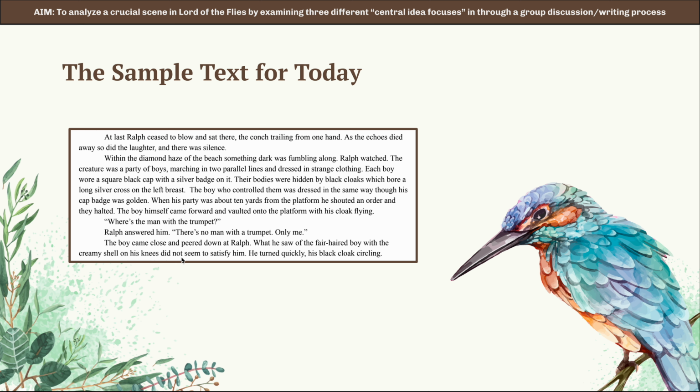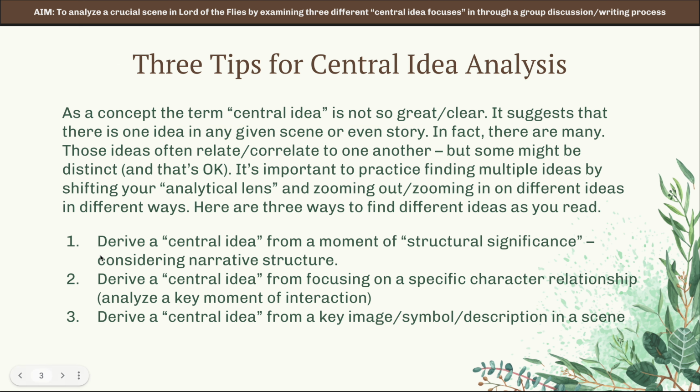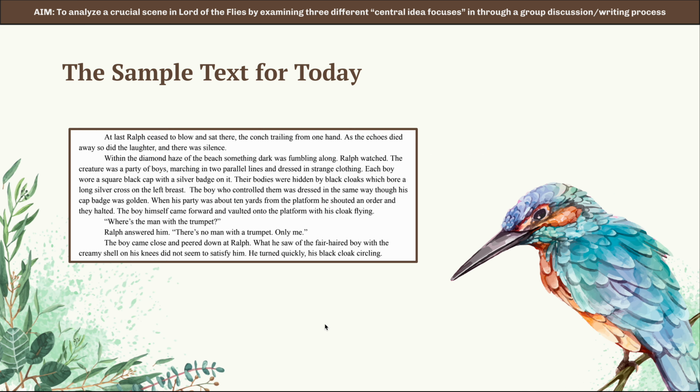So this is just a small moment. And we're using this book because it's very simple to read. It's quite short, but there's a lot packed into it. And what we can do is find 3 types of central ideas in just this small moment. So look at what I'm going to do with it. So here's my chart. But remember this, I'm looking for a central idea from a moment of narrative structure, structural significance, from a moment of character interaction, and from a key image or symbol.